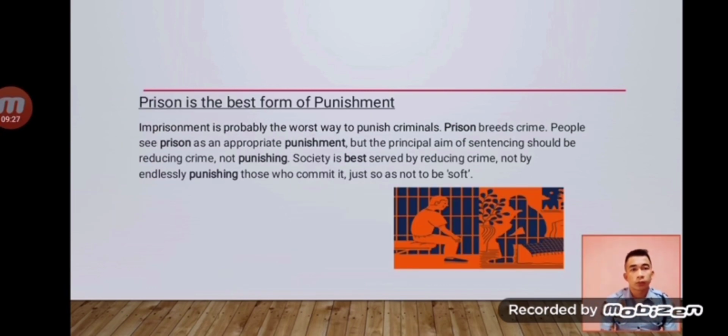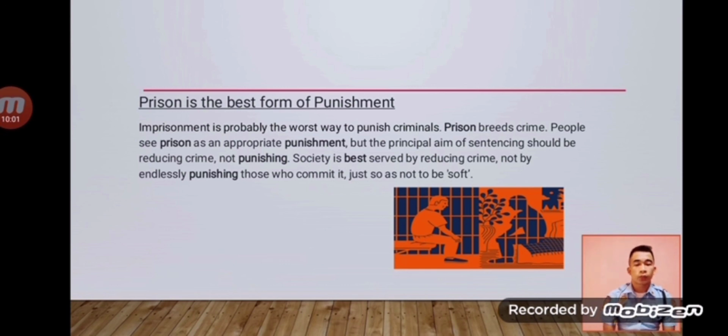Next. Prison is the best form of punishment. Imprisonment is probably the worst way to punish criminals. Prison breeds crime. People see prison as an appropriate punishment, but the principal aim of sentencing should be reducing crime, not punishing. Society is best served by reducing crime, not by endlessly punishing those who commit it.